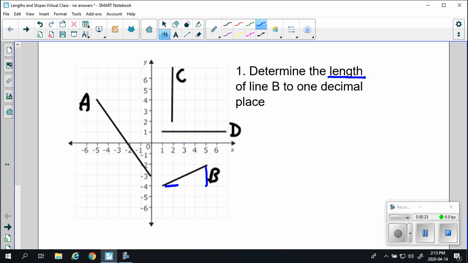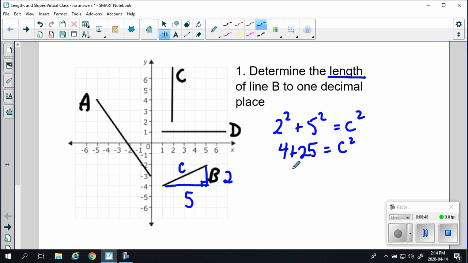So what we can do is draw a right triangle, and we can read this side length and see that it is 2 units. And we can read this side length, which is 5 units. Then we can use Pythagorean to calculate the length of line B. So we would do a squared plus b squared, and we'll call this c, is equal to c squared. So 4 plus 25 is equal to c squared. So 29 is c squared.